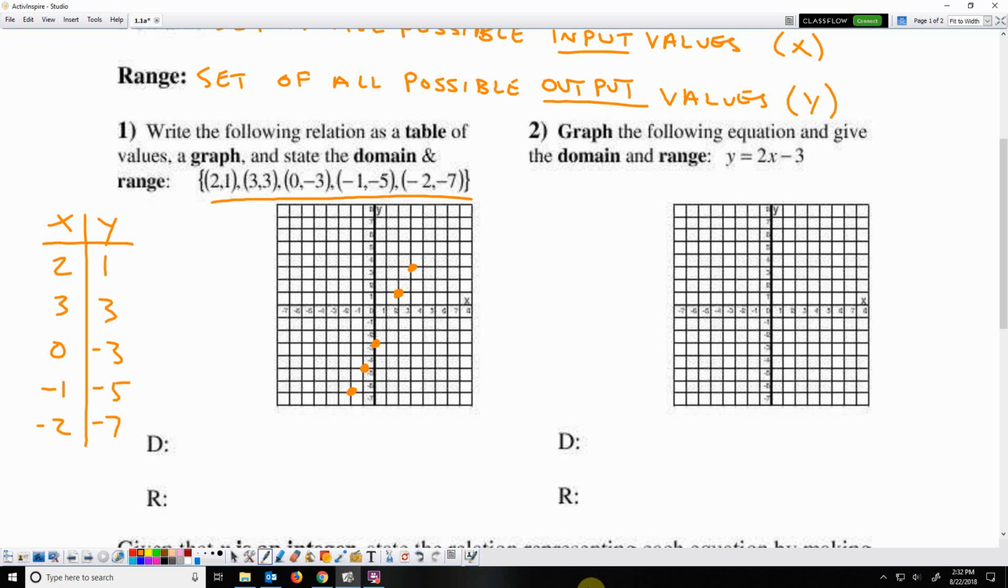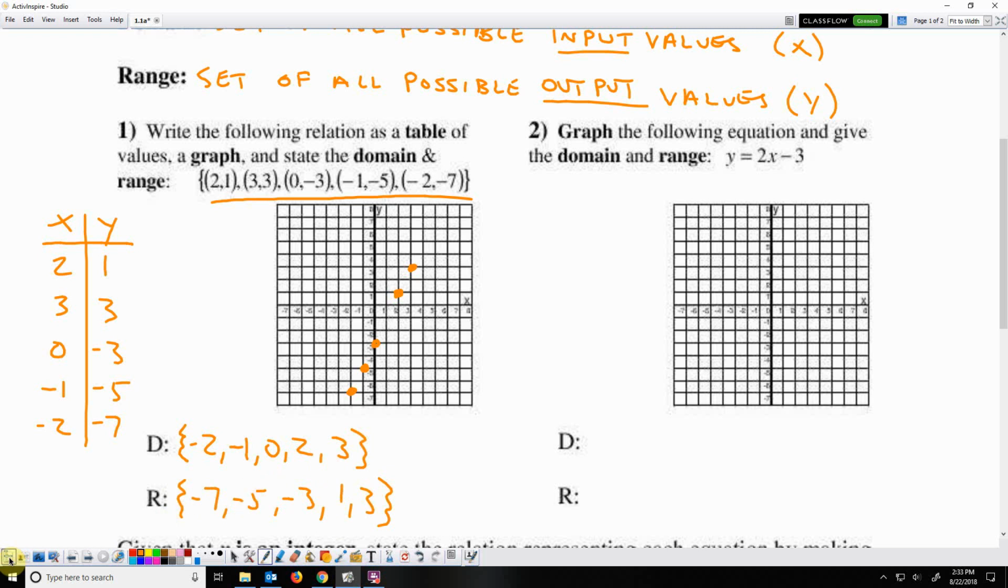When I write the domain, I'm writing the set of all the x values. Typically that would be done in numerical order. So it's the set that includes -2, -1, 0, 2, and 3. All of the x values. The range is the outputs, and that's all of the y values. That is the set that includes, in numerical order, -7, -5, -3, 1, and 3. So there's my domain and my range.